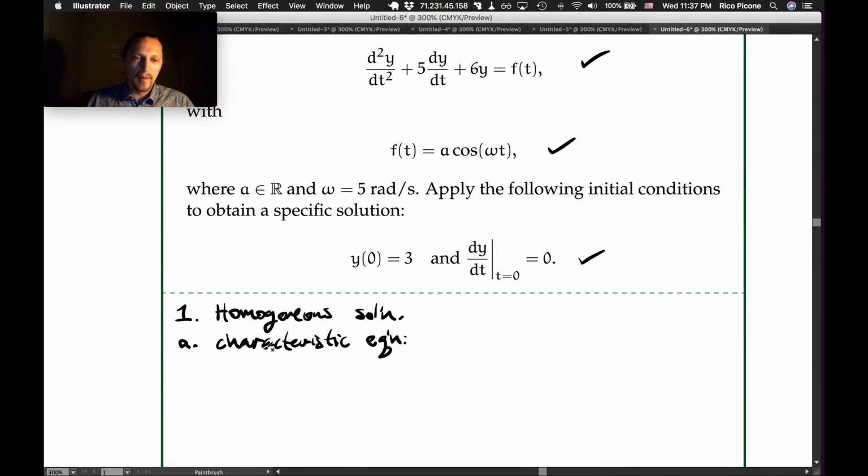So we were about to write the characteristic equation as part of our homogeneous solution, right? So we had the second derivative of y with respect to t, so that gives us a lambda squared, plus 5 times the first derivative, so lambda to the 1, or just lambda, plus 6, and then lambda to the 0, which is 1. And that is equal to 0, right?